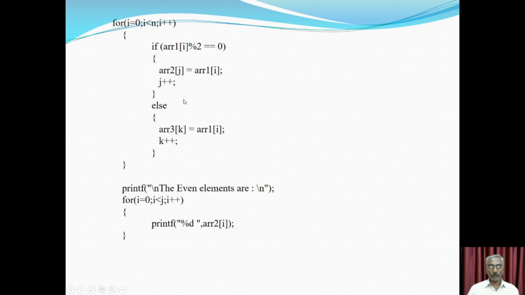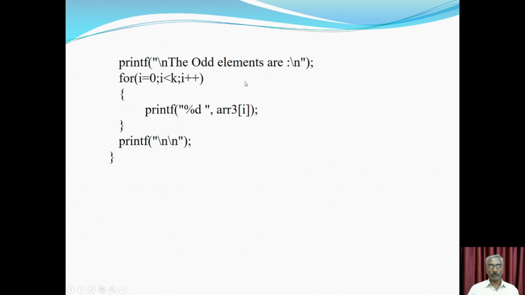In this way you check the number, and if it is mod 2 equal to 0, you store it in array2. Else you store it in array3. Now you are going to print the elements. In array2 you are storing all the even numbers. In array3 you store the odd numbers. So this is the way you separate the values.